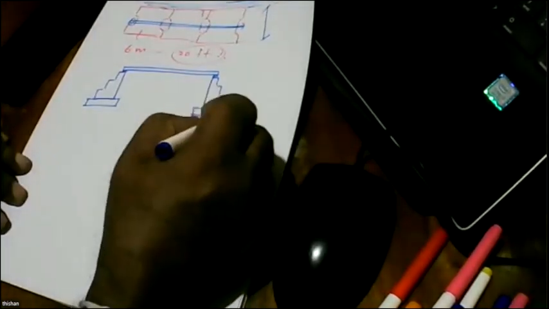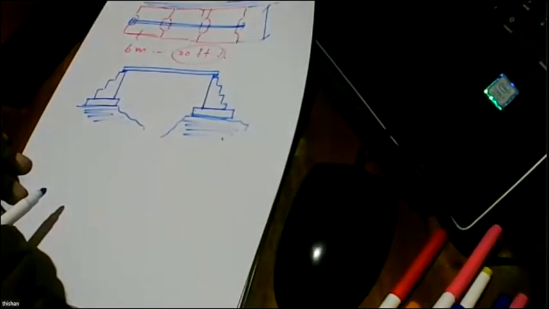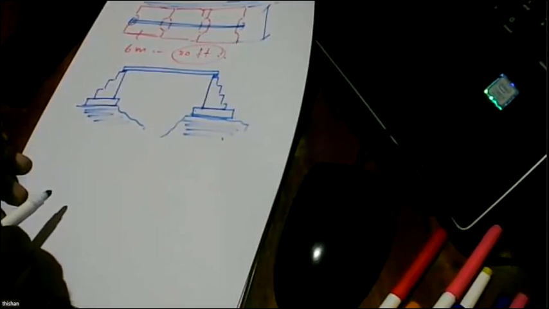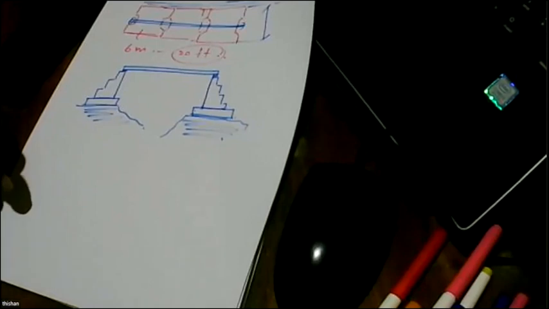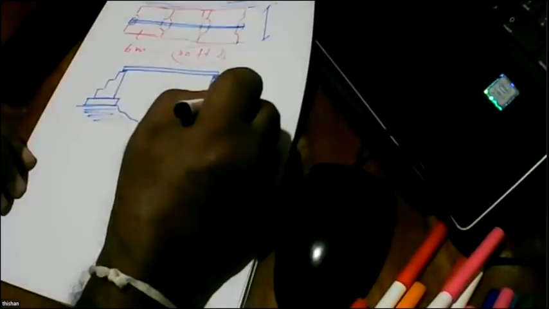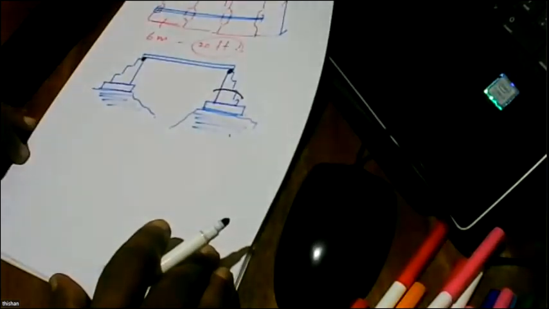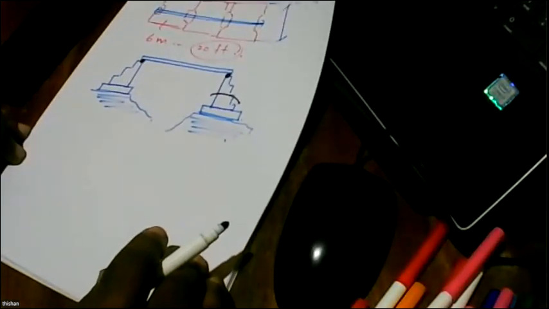So as long as you can create some strong material here that will resist the scouring, there's no problem even if it tilts a little bit. No problem. Why? They are simply supported. These are simply supported. Nothing will happen to the bridge.